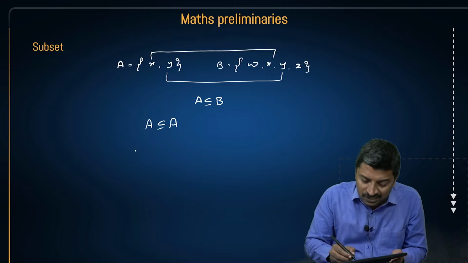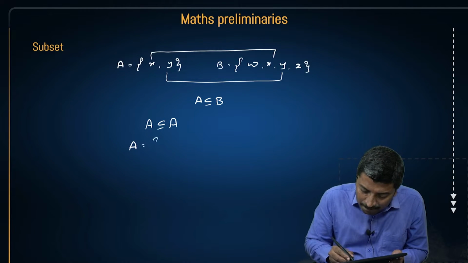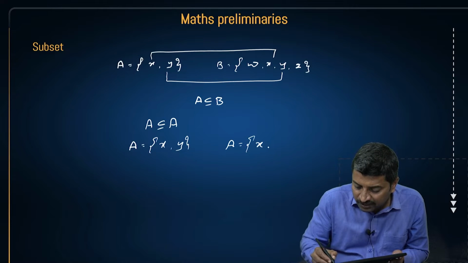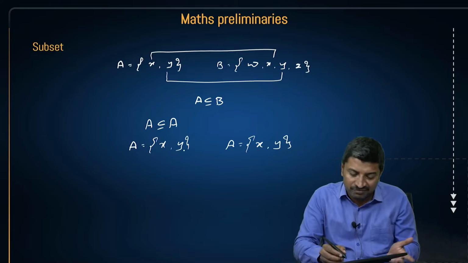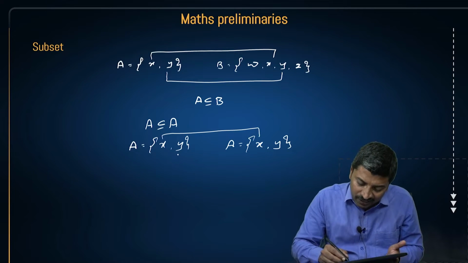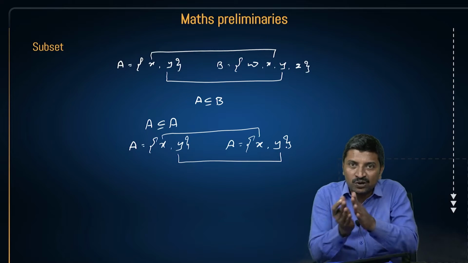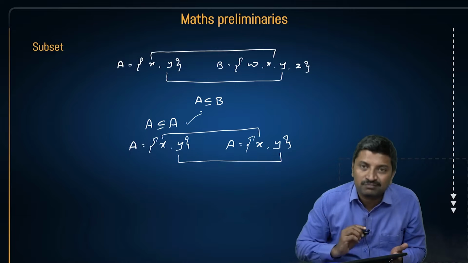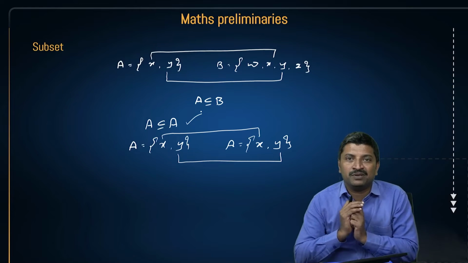Now, can we say A is a subset of A? Sure, why not? This is my A, it has two elements. Let us write A again, with two elements. X is an element of A, so it also belongs to A. What about Y? Y also belongs to A. So every element of A is an element of A, so we can write A is a subset of A. Is that clear?